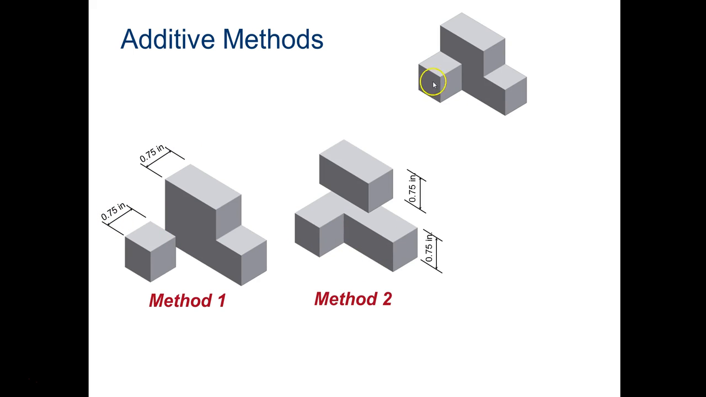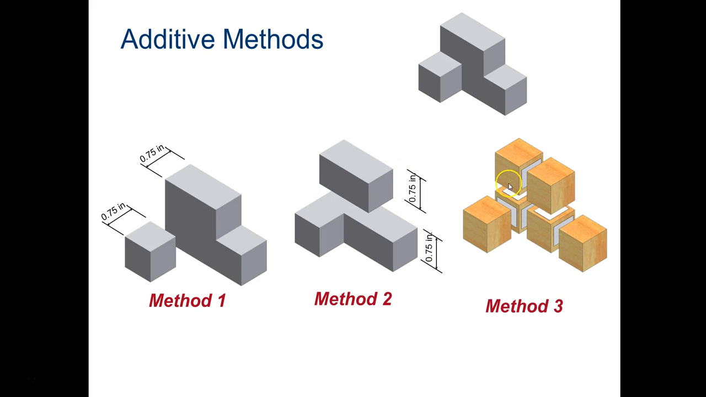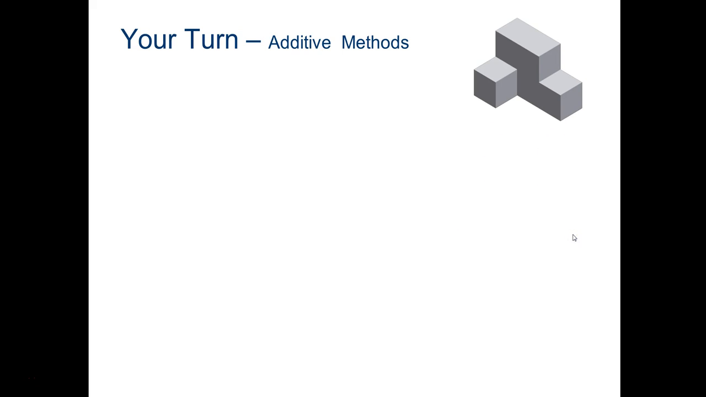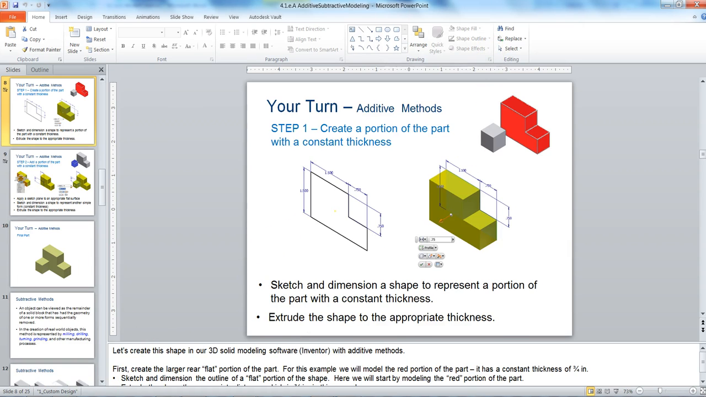Method 2, we could just draw the bottom section of that part and extrude that up 0.75, draw the next part and extrude up. Method 3 is a little more complex. We can break the part into equal parts and add them all together. Okay, we're not going to make this part. We're actually going to go straight into our work.